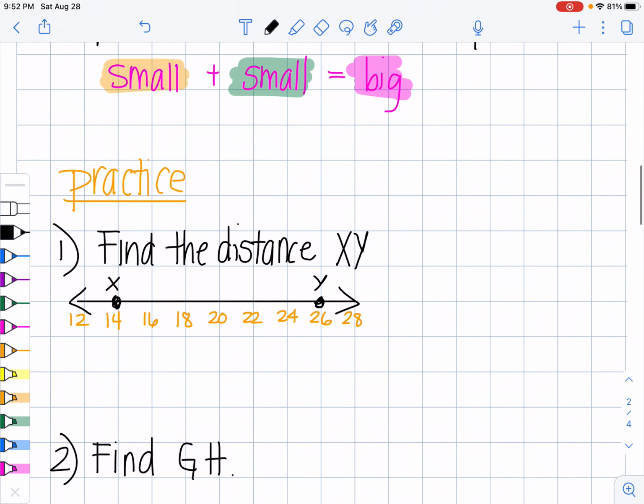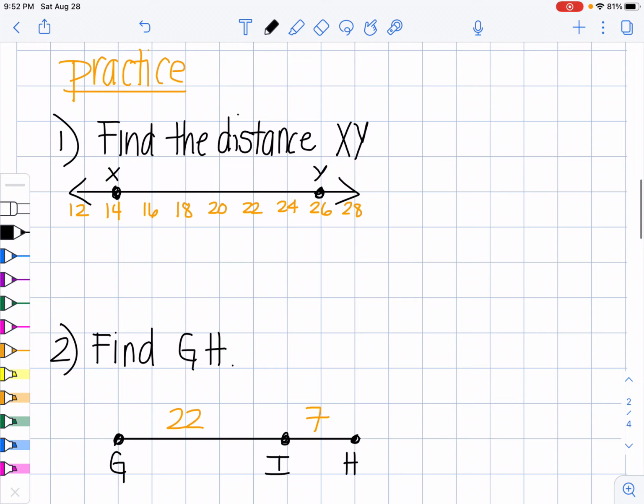So we're going to do a couple examples with everything that we just learned and then talk about one more thing. So first I want you to find the distance xy. So what's the distance between x and y? I'm going to write this out mathematically properly. So xy, my length, I'm going to take my absolute value and I'm going to do my right point minus my left point.